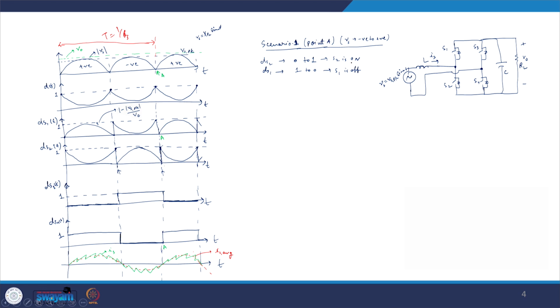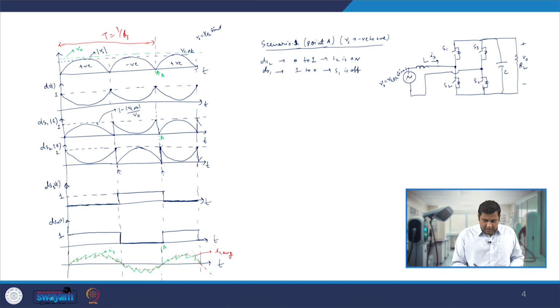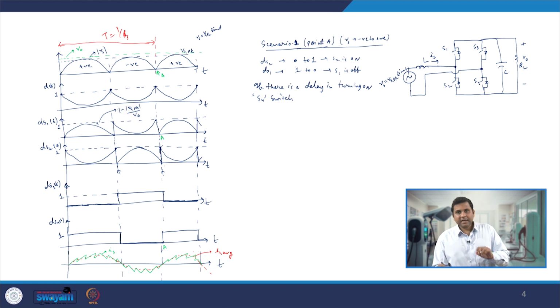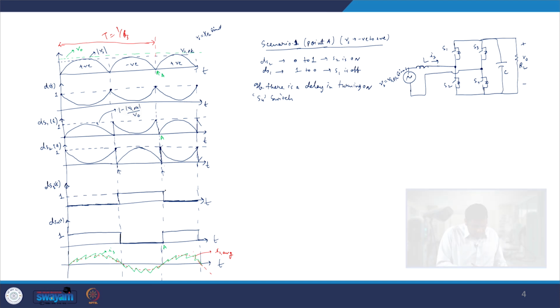Now at that time, if you look very carefully at the status of S3 and S4, S3 should turn off and S4 should turn on. Now if there is a delay in turning on the S4 switch, what will happen? During that time my S3 is on, because you will be giving a dead time, and during the dead time, because you cannot turn on both the switches simultaneously, your S3 goes from on to off.